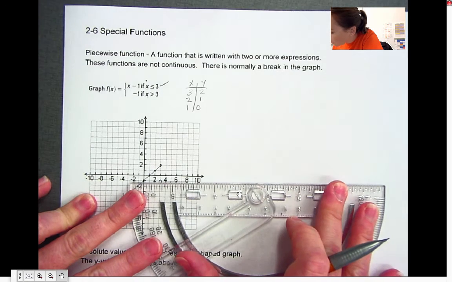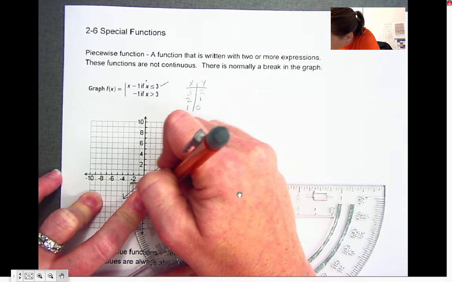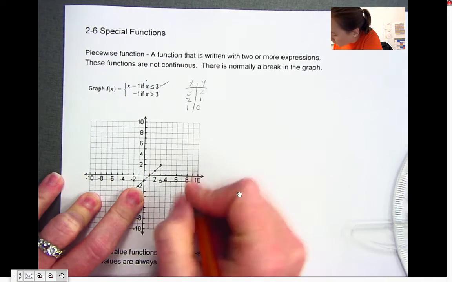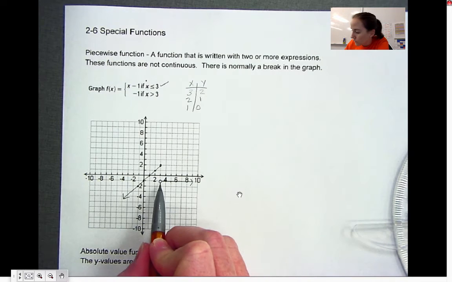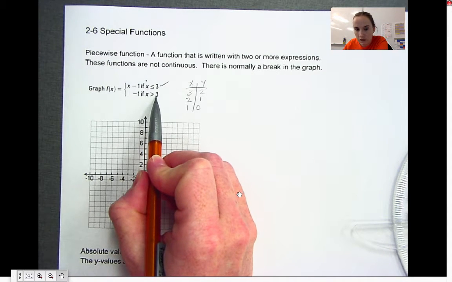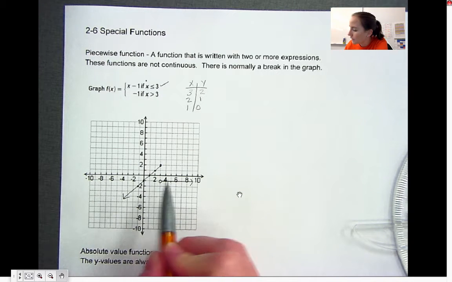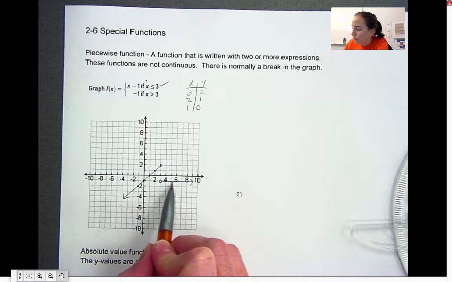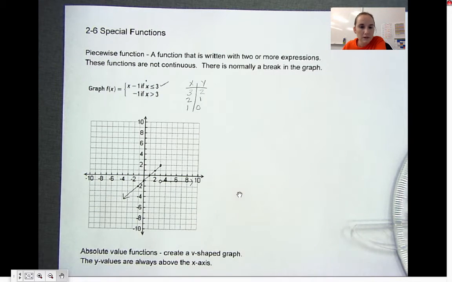So we stop. You don't want a closed circle there, because this could not be equal to the 3. So we have an open circle there. All right, and then it goes on forever and ever as long as your x values are greater than 3. So that's what a piecewise function looks like. You just have to graph it in parts.